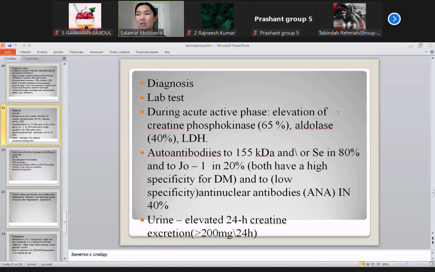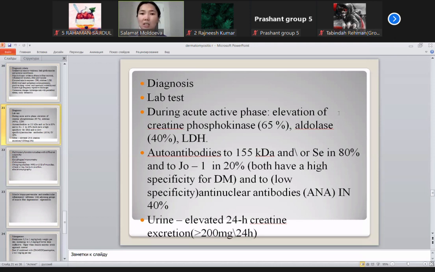It means in our body, if something is being destroyed, leading to infarction or necrosis, it always produces some specific enzymes. Like this in cardiology, in rheumatology, in dermatomyositis, when there is necrosis of muscle, infarction or necrosis, creatine phosphokinase, CPK, will be increased. Creatine phosphokinase in 65% is a very specific test. It's highly specific, and aldolase in 40%, and lactate dehydrogenase finally.